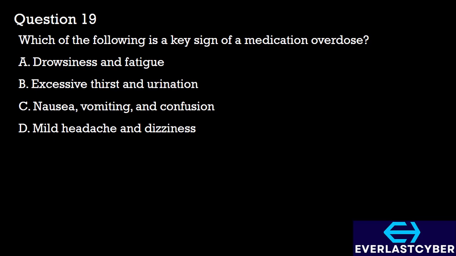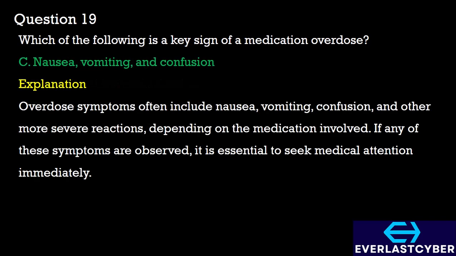So with respect to the options, option C, nausea, vomiting, and confusion are key signs of a medication overdose. An overdose can overwhelm the body's ability to process and eliminate the drug, leading to these symptoms and other serious symptoms. So it is crucial to seek medical attention immediately if any of these signs appear.